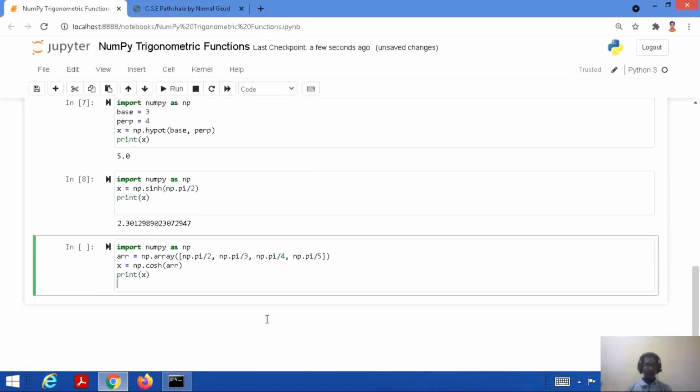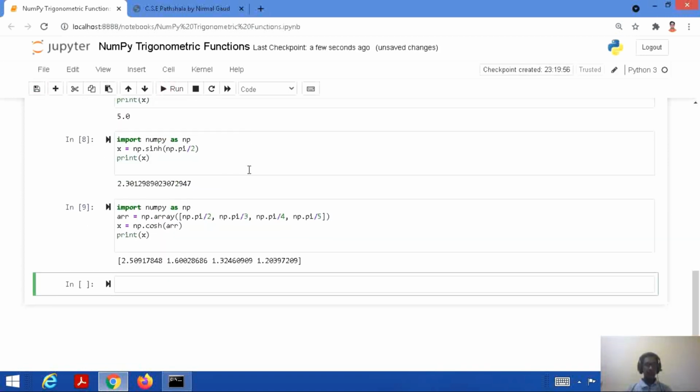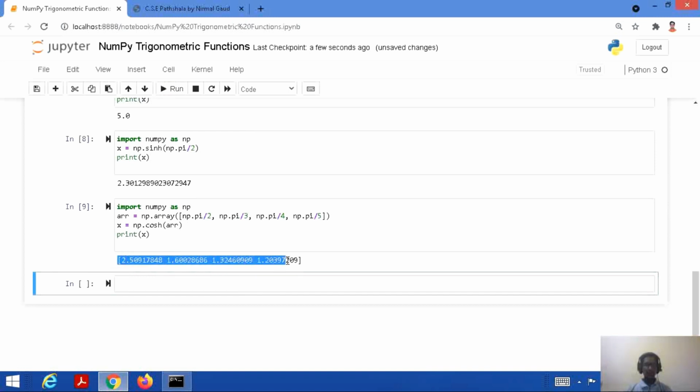Okay, so import NumPy as np. arr equal to np.array of np.pi by 2, pi by 3, pi by 4, pi by 5. So we are taking the radian values here, in the form of an array, and then we are giving this array as an argument to cos hyperbolic. x equal to np.cosh of arr, and then we are printing the value of x. So let's save this code and run this code. So here it is. These are respectively the values.